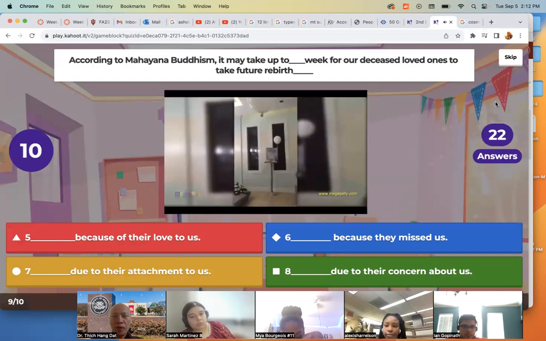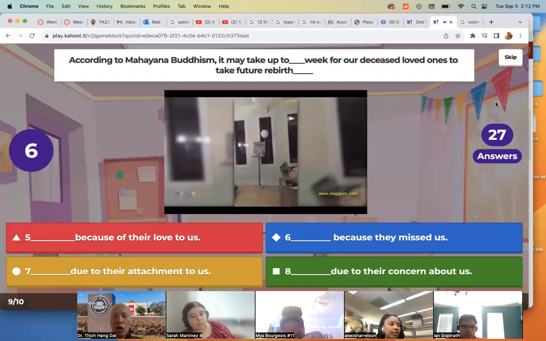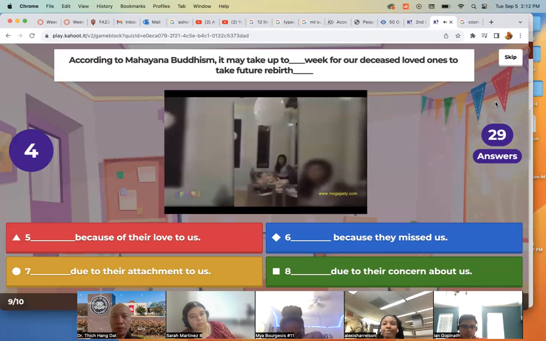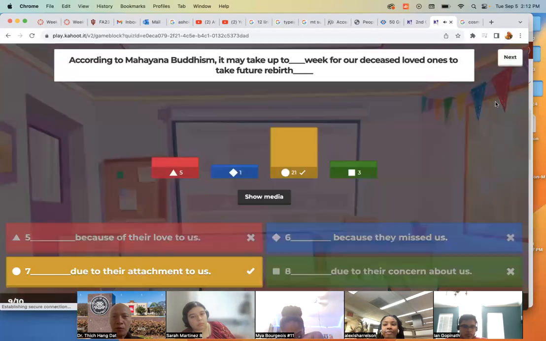You see the balloon, that's flying by itself to the mother of the deceased child. It flew to the mother.